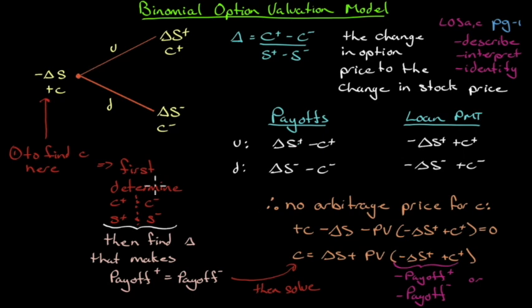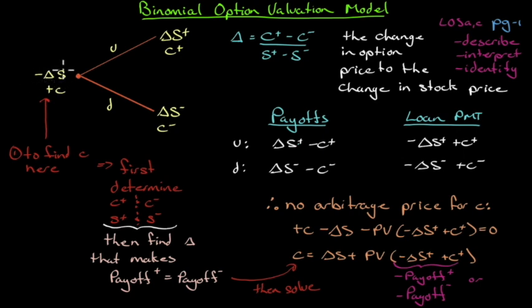Use that. So what does this mean, negative delta S and plus C? Well, plus C means we've got the value of the call. C is the value of the call. So we've got it, which means we must have sold it. So plus C means we're short a call.